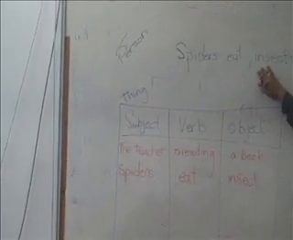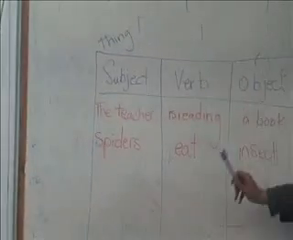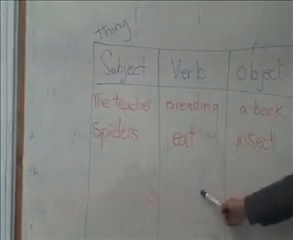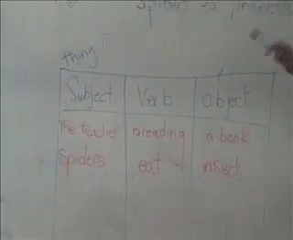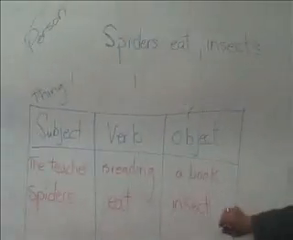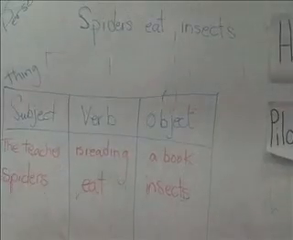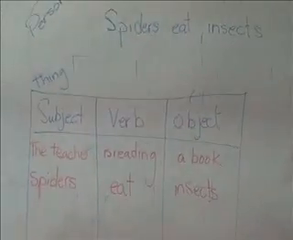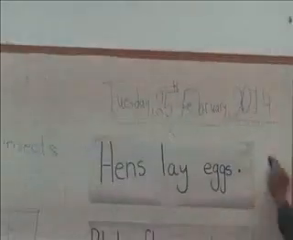And then what is the action? Eat. So Iman put the verb under the verb column. And then what is eaten by the spiders? Insects. So we put insects under the object. Okay? Now, I want you to do it in a limited time. We have to be on time. Only 1 minute to answer each sentence.